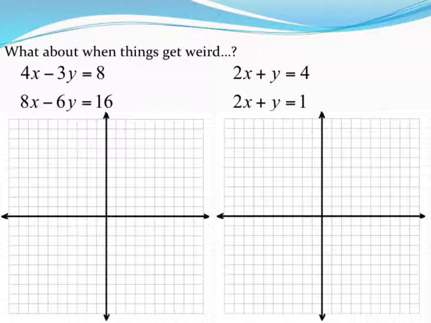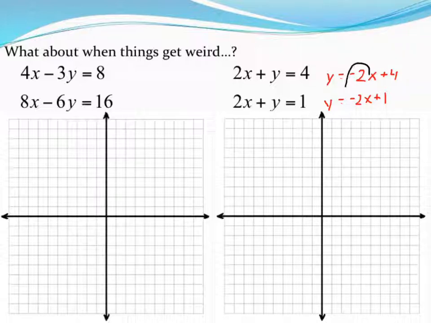So I'm actually going to start with the second example first, because it's a little bit easier to do. I want to solve this by graphing, so I'm going to rearrange both equations to get y by itself. That would involve subtracting 2x, so y equals negative 2x plus 4 for my top equation, and then y equals negative 2x plus 1 for my second equation.